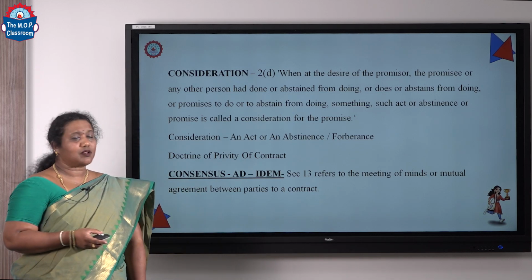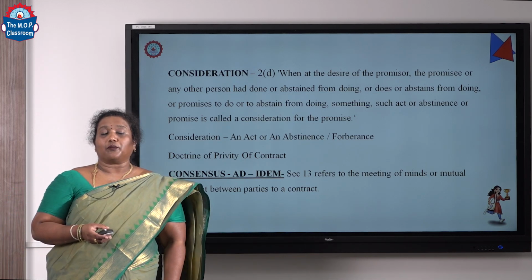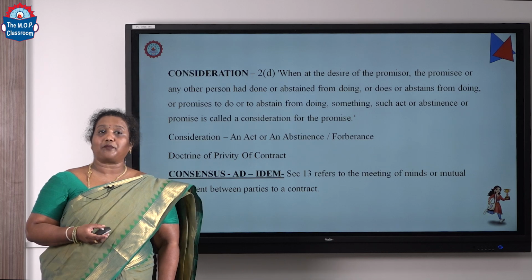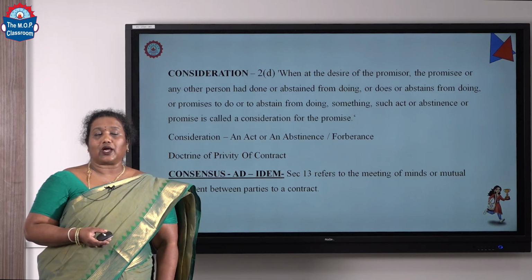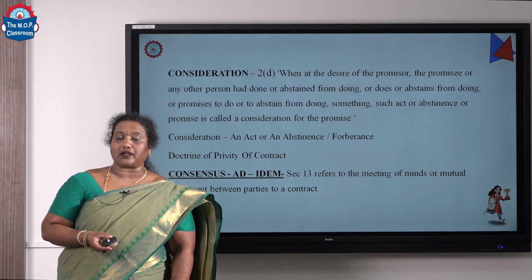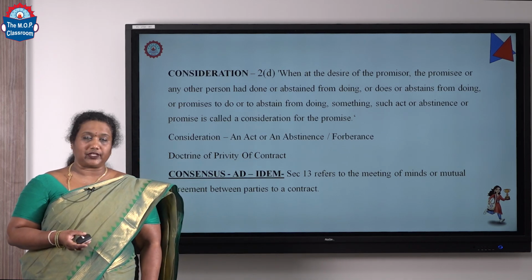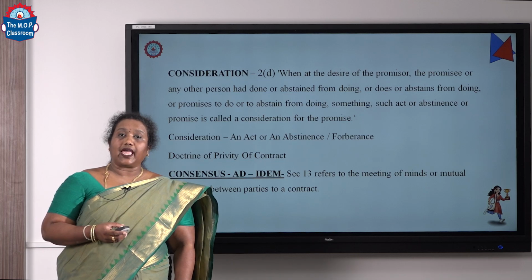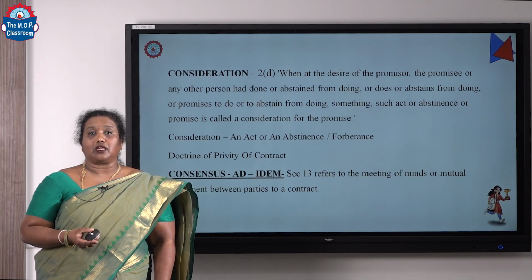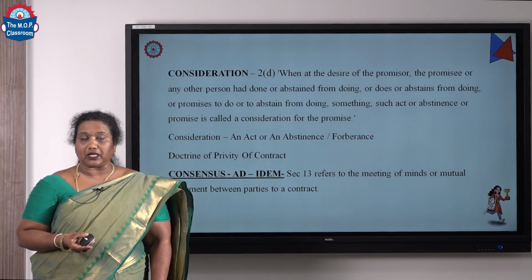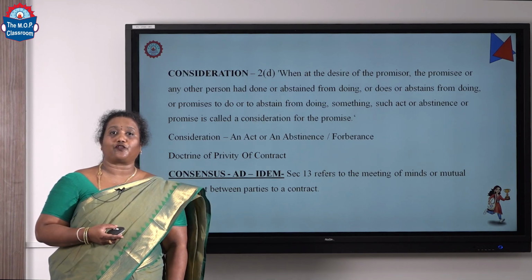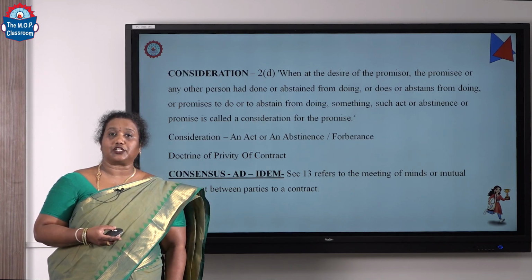So when an agreement is formed between two parties, both of them exchange promises and that becomes consideration for each other. I can give you an example. A and B are parties to the contract. A agrees to sell a two-wheeler to B for 50,000. A delivering the two-wheeler to B becomes consideration for the buyer B, and B paying the price of 50,000 becomes consideration for A.